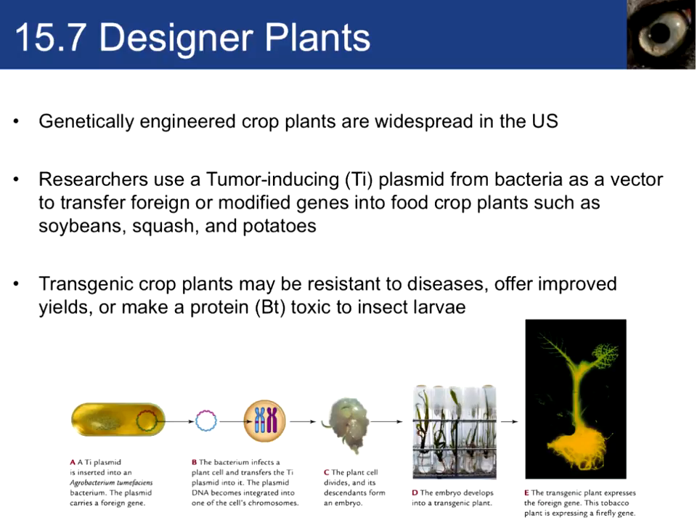The bottom pictures show the process of creating a genetically engineered plant. The TI plasmid that contains the gene you would like to add to your plant is inserted into a bacteria. The bacteria infects the plant and transfers a plasmid into it. The plasmid DNA becomes integrated in the plant's genome, and the plant cell then divides, forming an embryo that then grows into a plant.